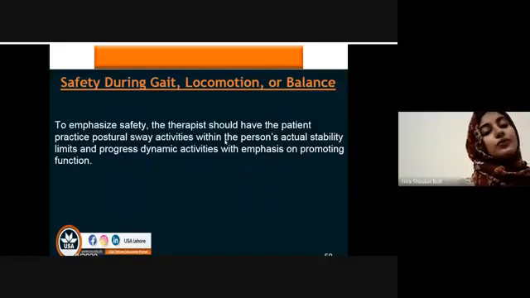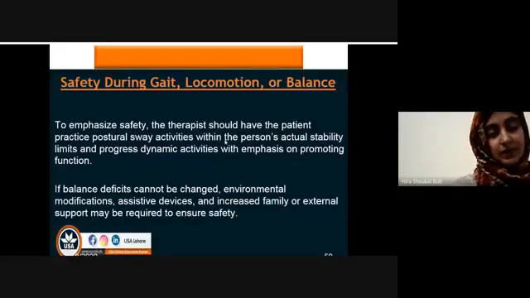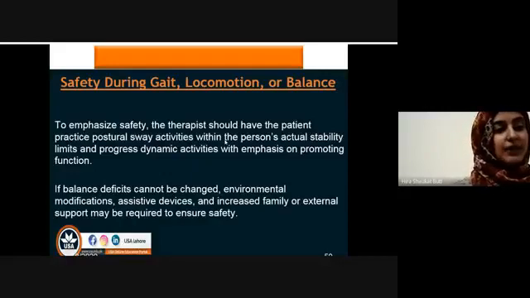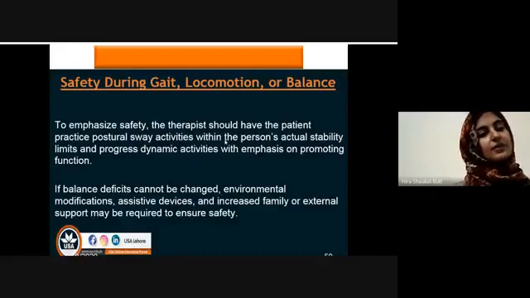Safety during gait, locomotion, and balance must be emphasized. To emphasize safety, the therapist should have the patient practice postural sway activities within the person's actual stability limits, and you have to progress dynamic activities with emphasis on promoting function. And if balance deficits cannot be changed, then environmental modifications, assistive devices, or increased family support may be required to ensure safety.